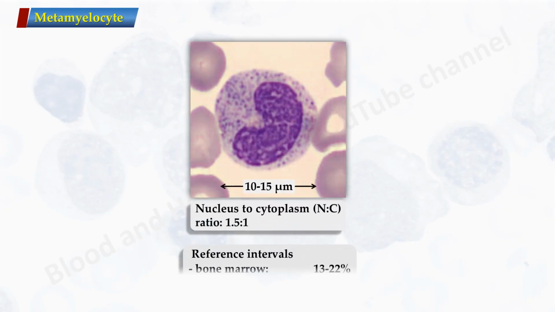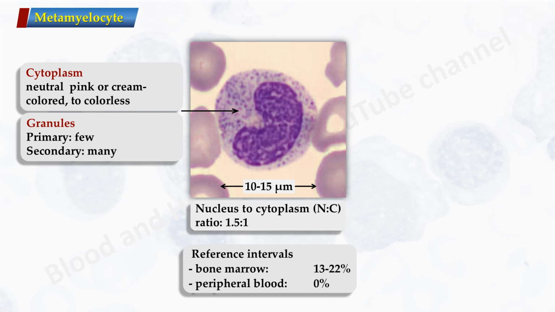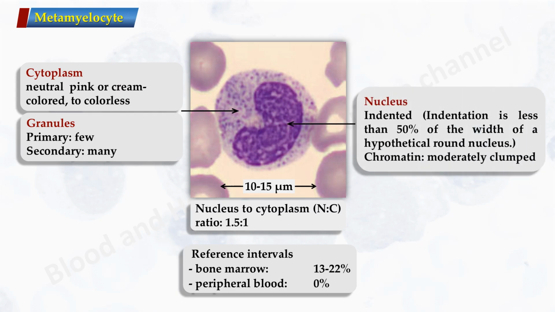Metamyelocyte. The cytoplasm is neutral pink color to colorless, with a predominance of secondary granules. The cytoplasm contains very little RNA and therefore little or no basophilia. The nucleus is indented, kidney bean-shaped or peanut-shaped. Indentation is less than 50% of the width of a hypothetical round nucleus. The nuclear chromatin is coarse and clumped and stains dark purple. Nucleoli are absent.